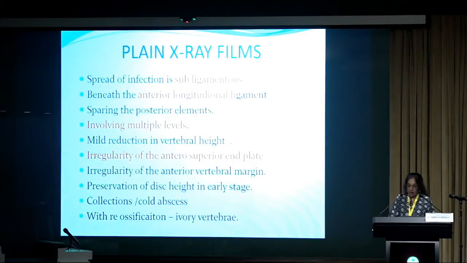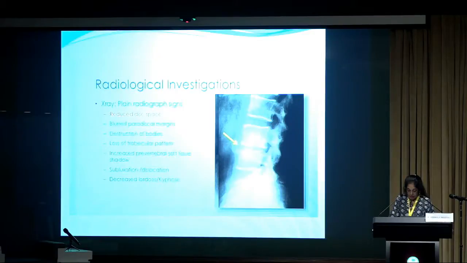Now on plain X-rays, the infection is subligamentous, beneath the anterior longitudinal ligament, and it spares the posterior elements. There are multiple levels, mild reduction of the vertebral height, and actually the thing that you normally see on the plain X-ray is the irregularity of the anterior superior end plates, which is difficult to see sometimes and is shown better on MRI. Then preservation of discs in the early stages, collections of cold abscesses with reossification. You can have ivory vertebrae. Now this shows the irregularity of the anterior superior end plate and reduction of the disc height that you can see in the plain X-rays.